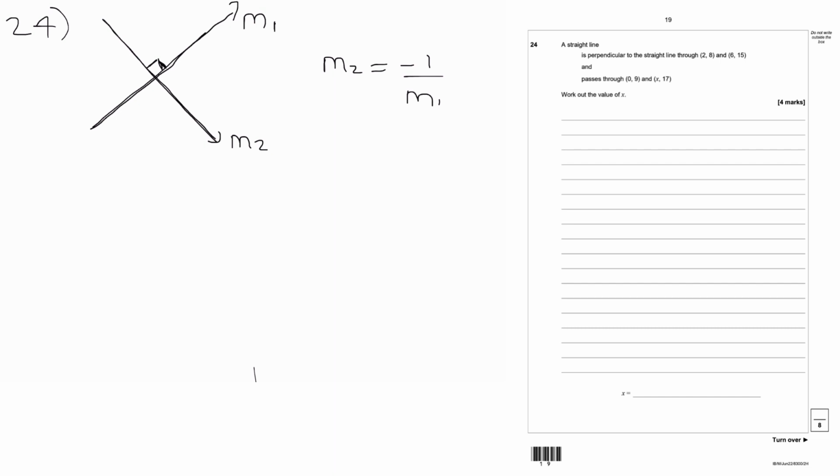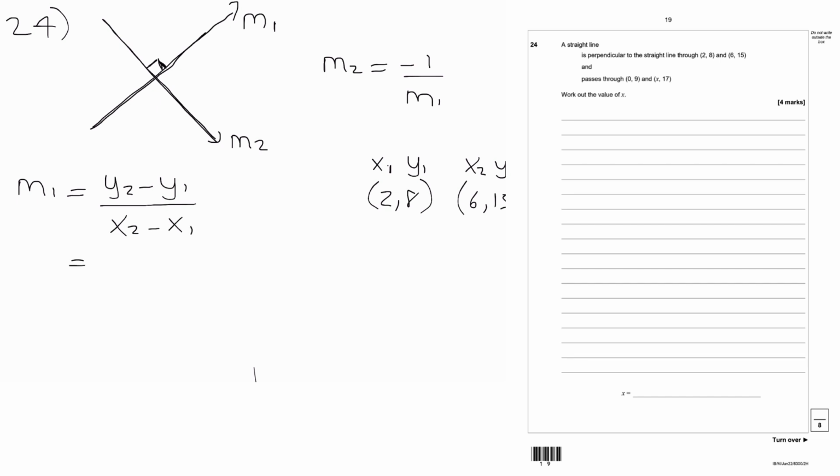Now, what we want to do is work out the gradient of this perpendicular line, which is this m2 line. So to do this, we first want to work out the gradient of the original straight line, which, if you remember, had coordinates 2, 8 and 6, 15. And I'm going to label these coordinates with x1, y1, x2, y2. And our equation for the gradient of a straight line is the change in y, so y2 minus y1, over the change in x, so x2 minus x1. So let's just pop those values in, and we get 15 minus 8 divided by 6 minus 2, which gives us 7 over 4.